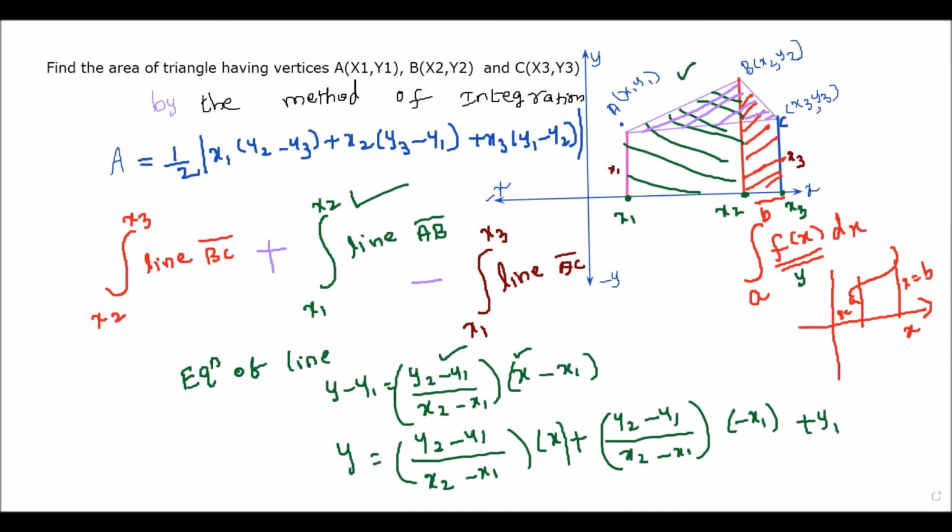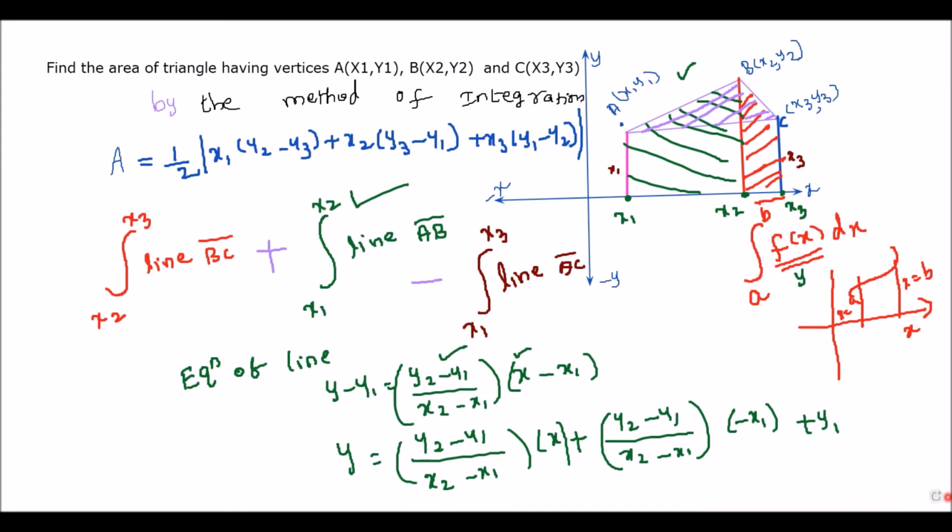So nothing else I have done, children, here. I have brought this y1 to the right hand side. And another thing is I just split this y2 minus y1 by x2 minus x1 into x, because this whole thing is the x term and these are all constant terms. So it is in the form of y is equal to mx plus c. This is the x coefficient and this is the constant term. Now this is the equation of the line AB, which I'm going to substitute in the place of f of x. And it is varying from x is equal to a to b, which means here x is equal to x1 to x2. Clear, children?